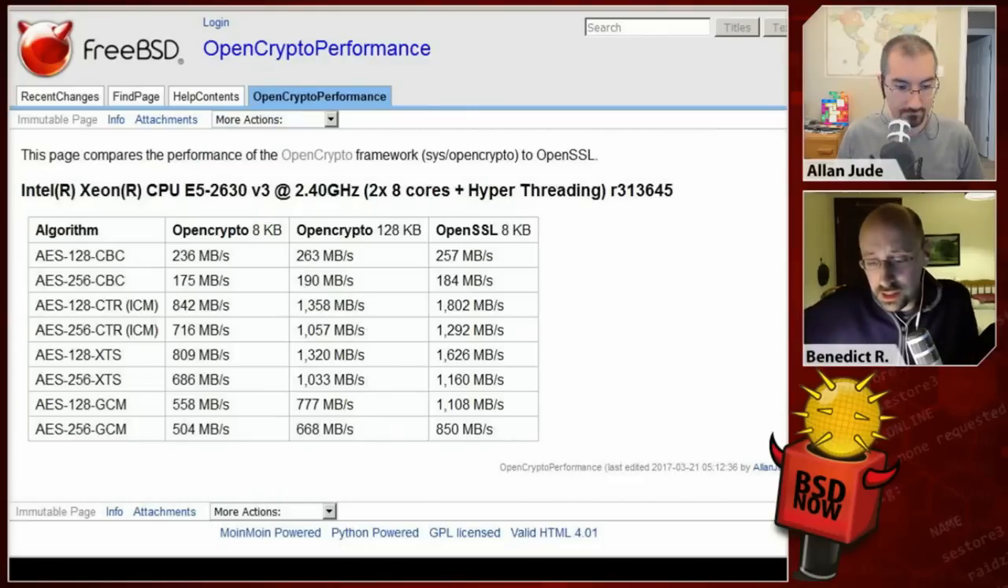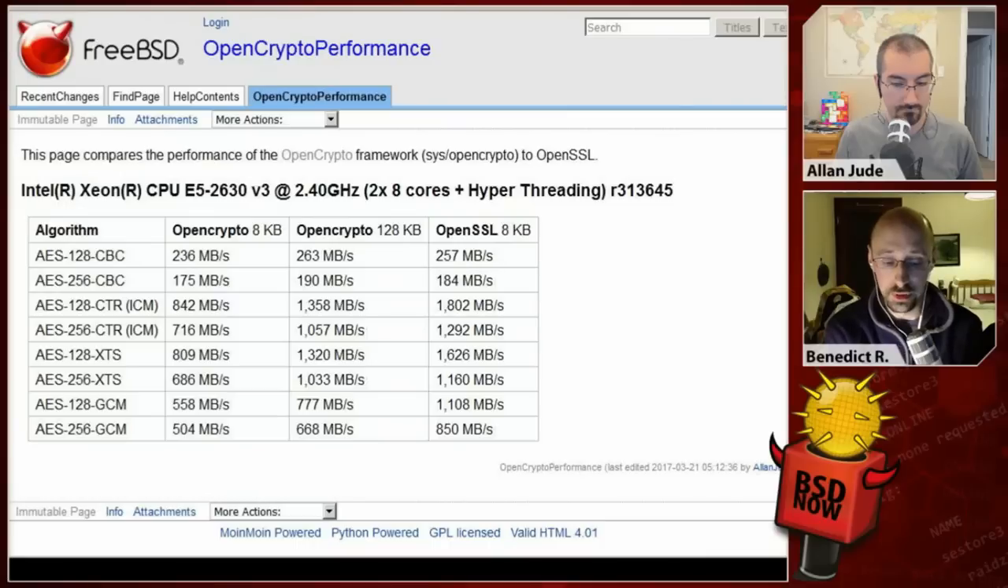But yeah, I see this as one of the nice things that we can share back and forth between the Illumos project and us, and other projects can benefit from that as well, if they have similar improvements in their systems or are using the OpenCrypto framework.